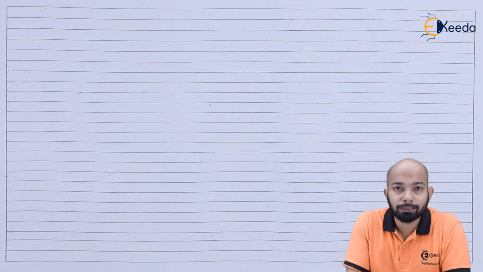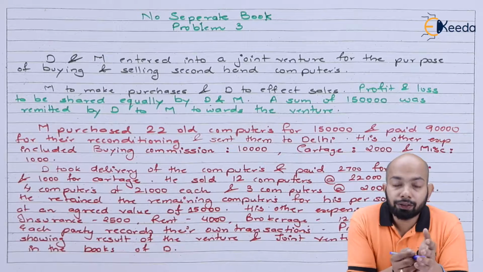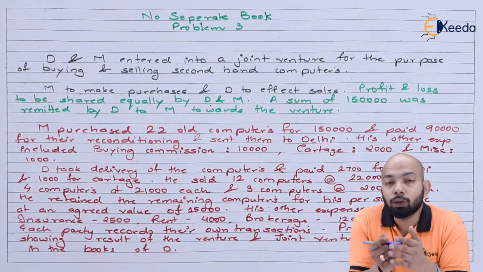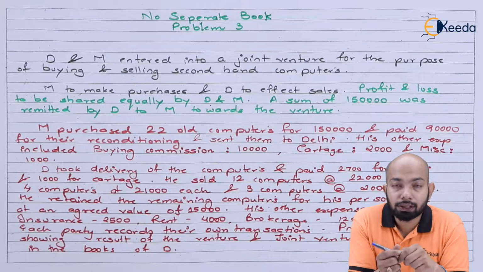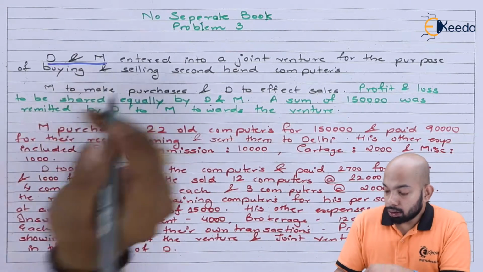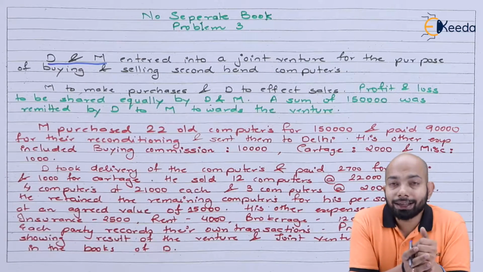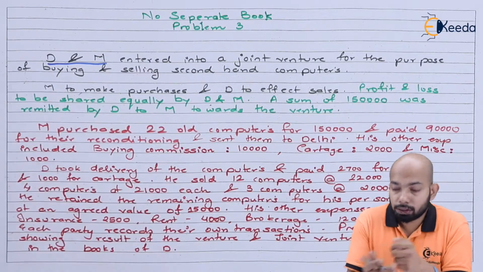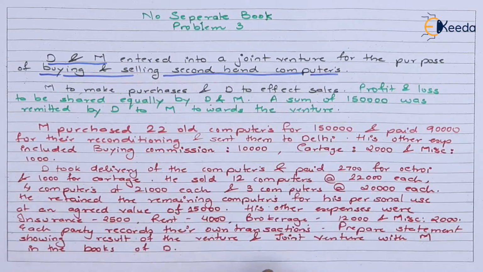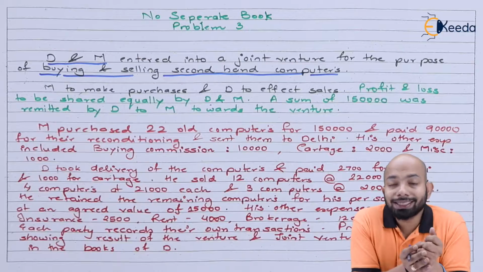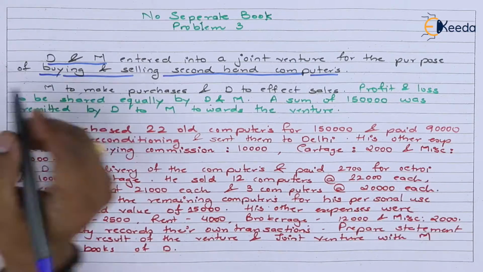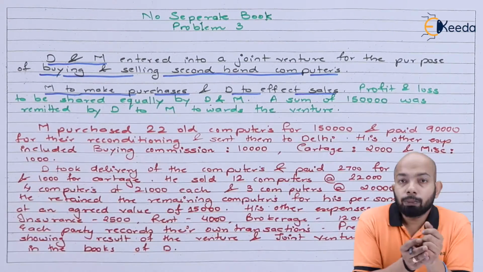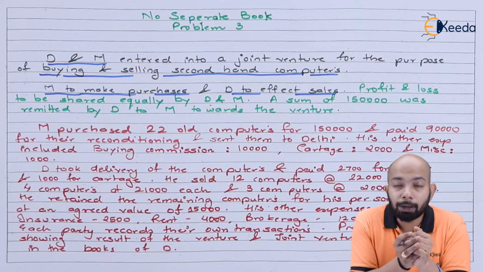So let's check it out. The illustration has been mentioned here for your reference. Please check it, or rather we'll go ahead and read it out. The parties to the contract are D and M. They entered into a contract of buying and selling second-hand computers. M was supposed to make the purchases and D was supposed to effect the sales here. Profit and loss was supposed to be shared equally by both of them.